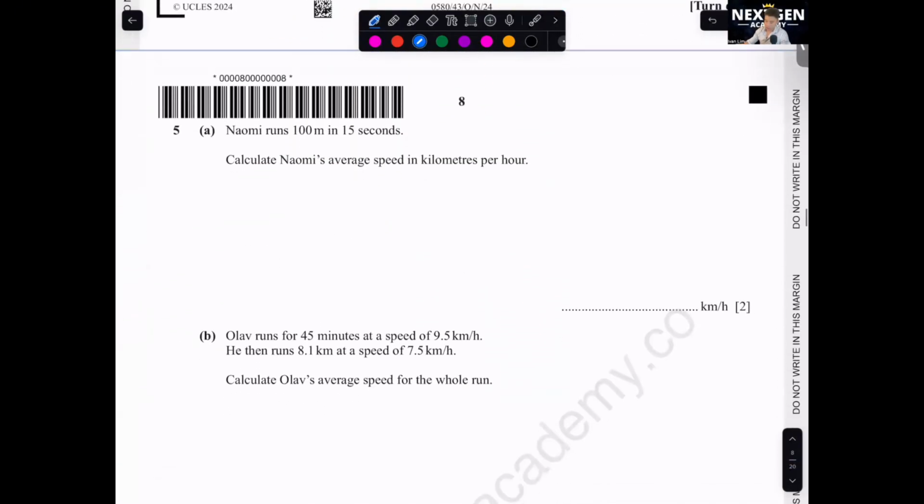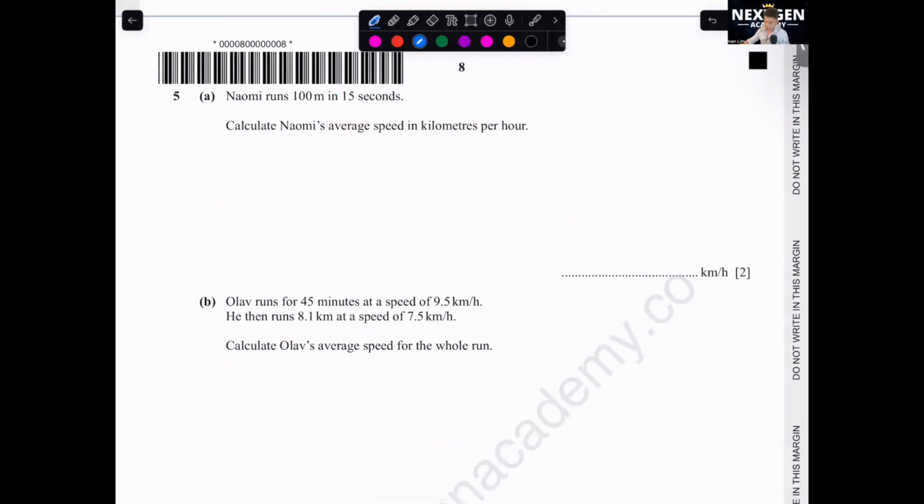Okay, question 5. Naomi runs 100 meters in 15 seconds. Calculate Naomi's average speed in kilometers per hour. Speed, distance, time is related by this. Okay, so speed means distance over time. This one they are testing you on units. 100 meters, 15 seconds. To change to kilometers per hour, you just do one step at a time.